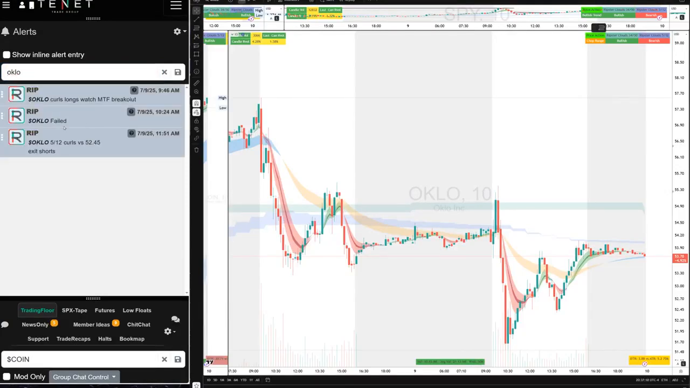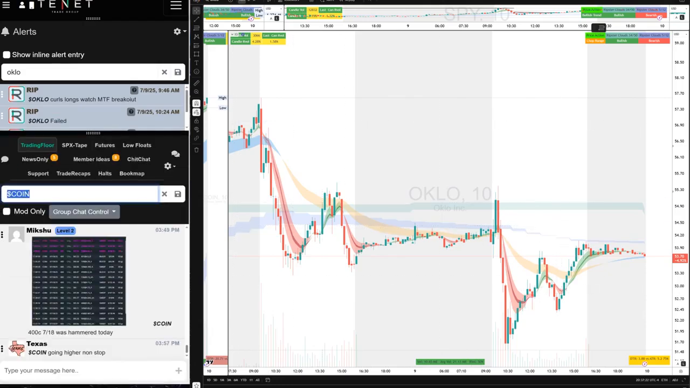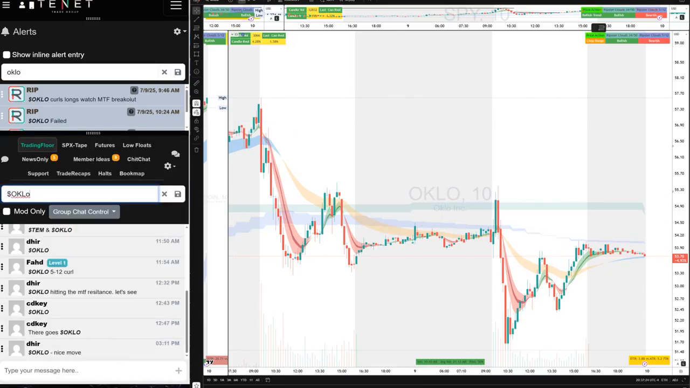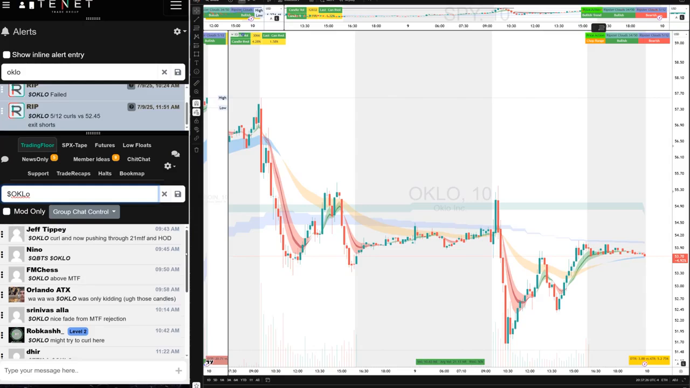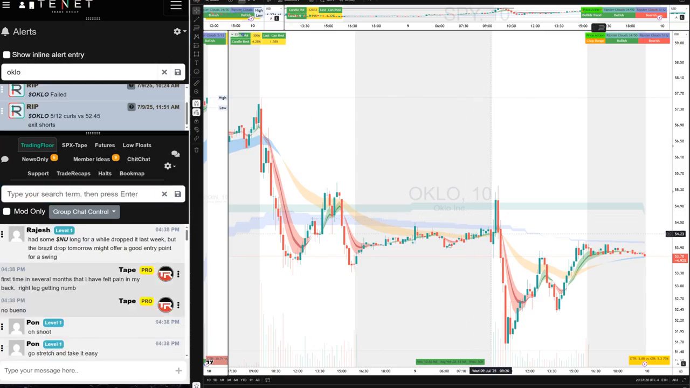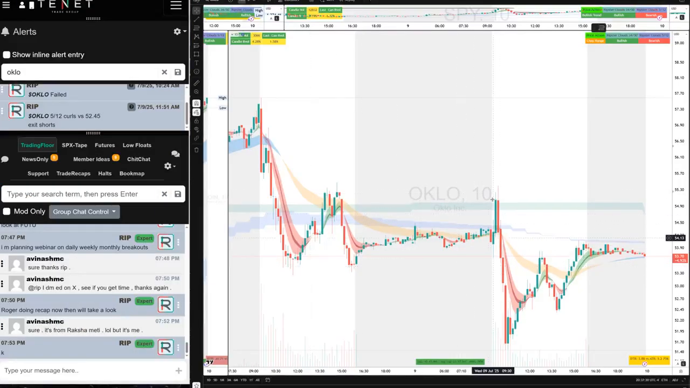So OKLO was our long, failed, we got out, did give it a call, but you need to change your bias with the system. That's how you do it. If the long doesn't work, you try the shorts under the yesterday lows, MTF, beautiful system. All right, let's look at the next one.